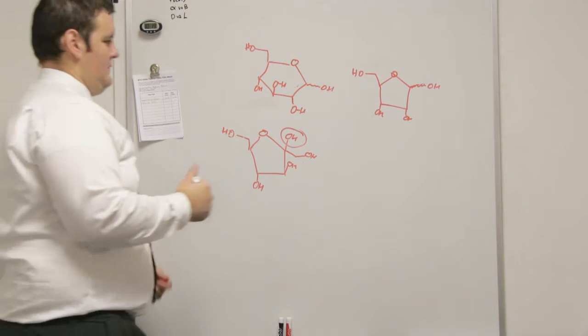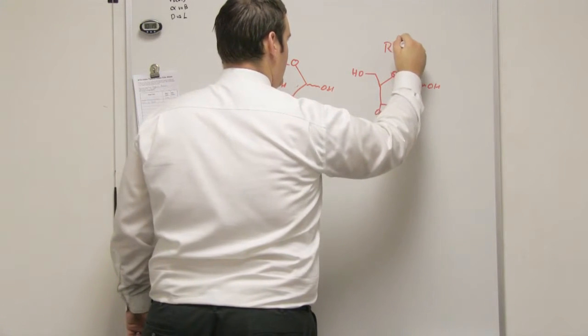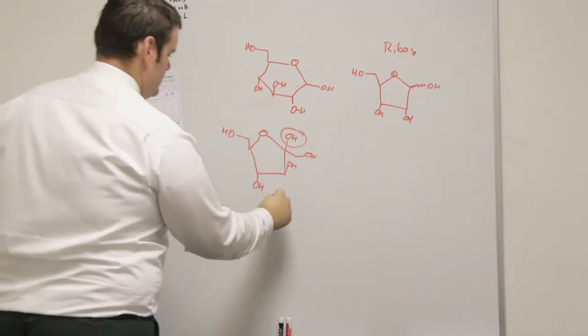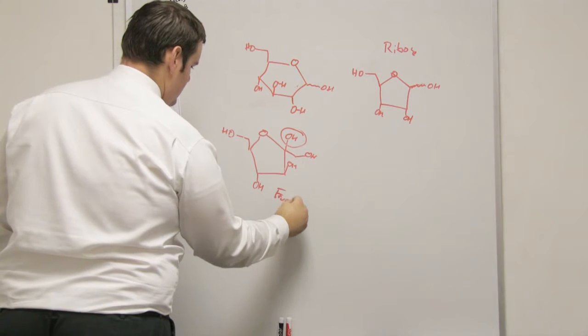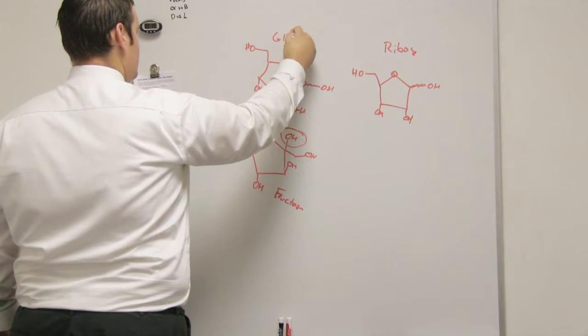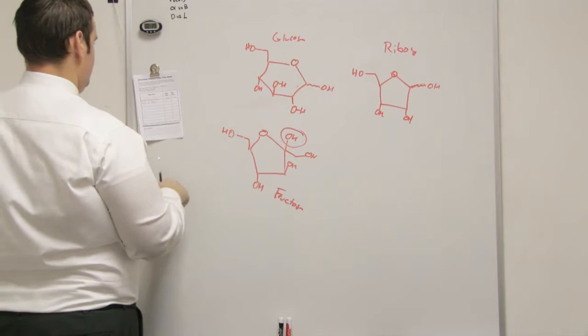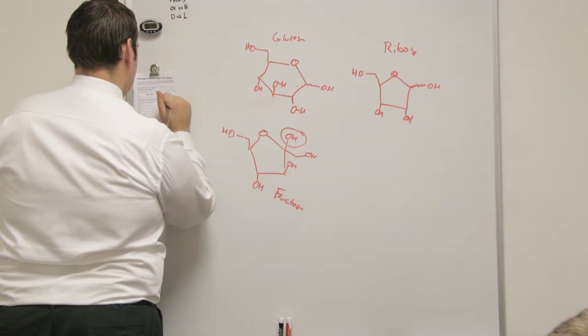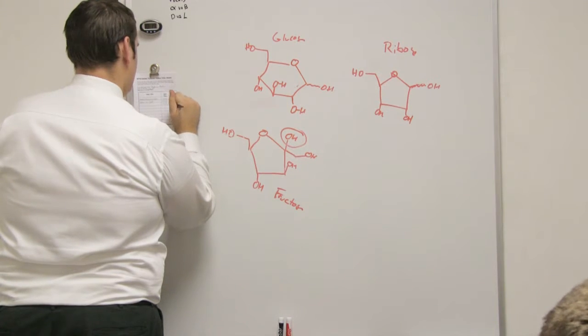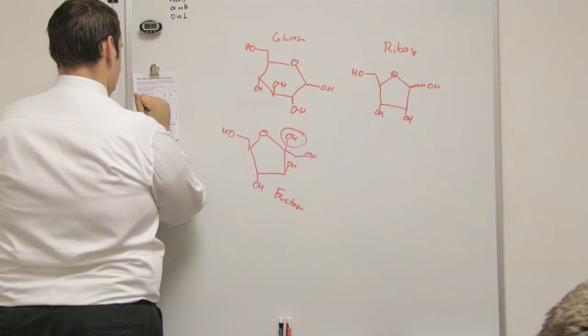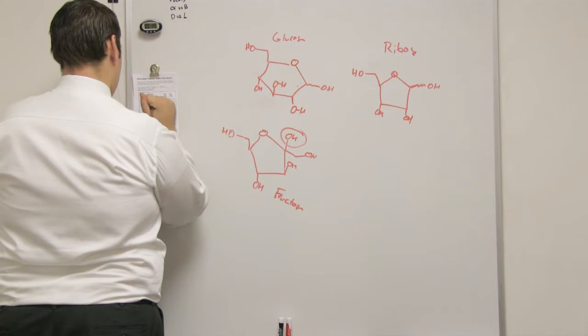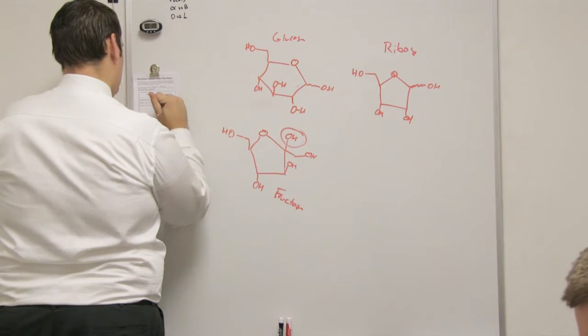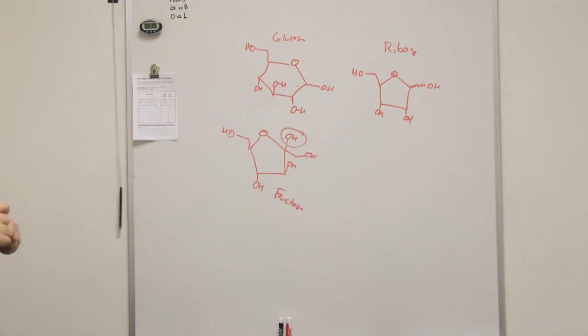So the one on the right is the ribose? Yeah, this is our ribose sugar. This is fructose, and this is glucose. Those are the 3 you have to know, right? Yeah. So let's see, 1, 2, 3. Those would all be D. Yeah, so those are your structures.